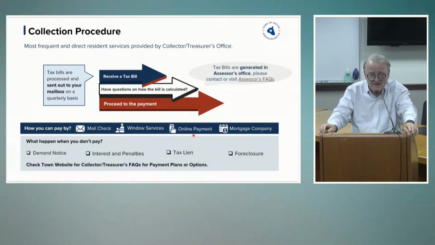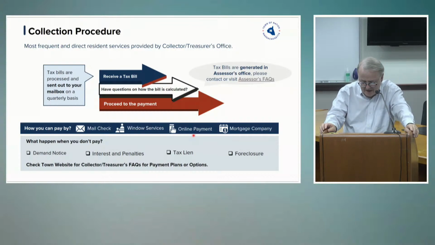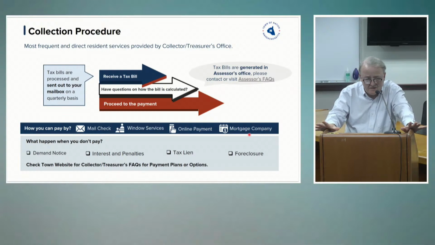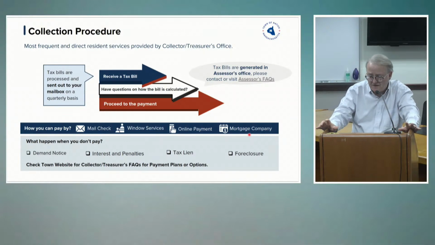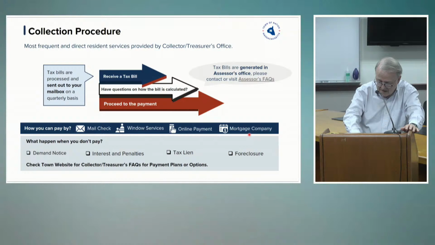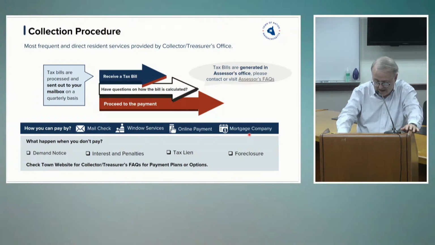Online payments, which are our favorite, go to Unibank. You can click the link on the Collector Treasurer's website and pay directly on there. And then finally, oftentimes your mortgage company processes your taxes for you. They're handled by companies such as ACI or CoreLogic. They handle just hundreds of these things. We get a large file, which is then downloaded into our accounts.